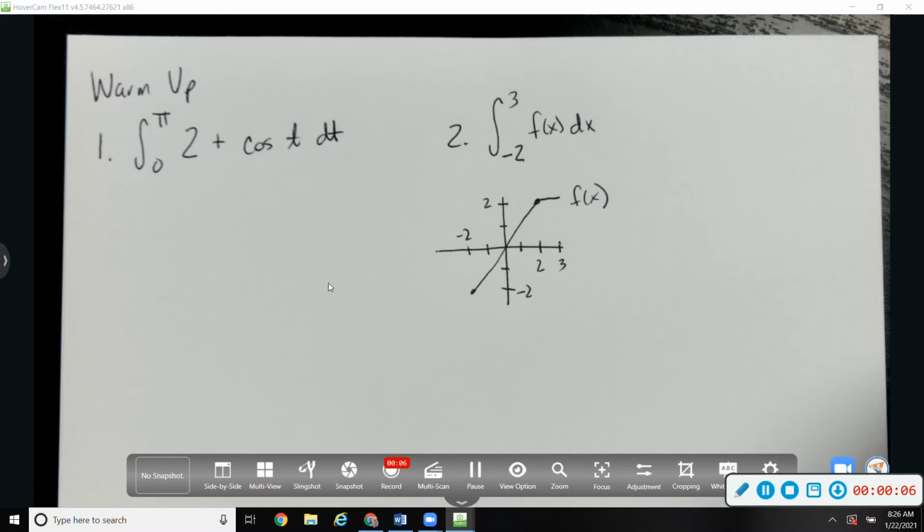A couple warm-ups to get started. Both integral. One using antiderivatives by hand, where you have to go backwards, know the antiderivative. The other integral using area under the curve with geometry. So give those a try, and then we'll go over them.